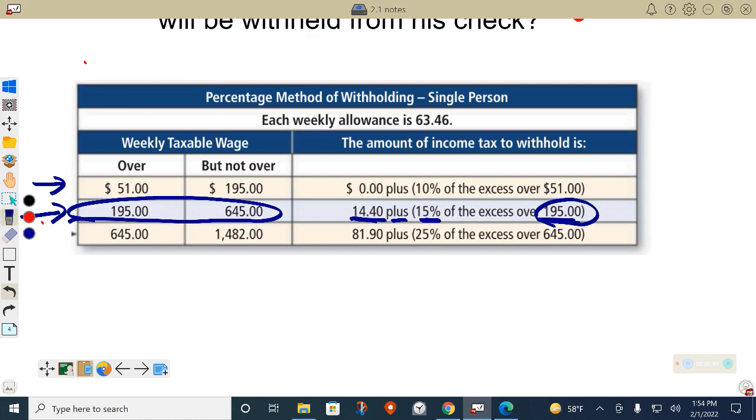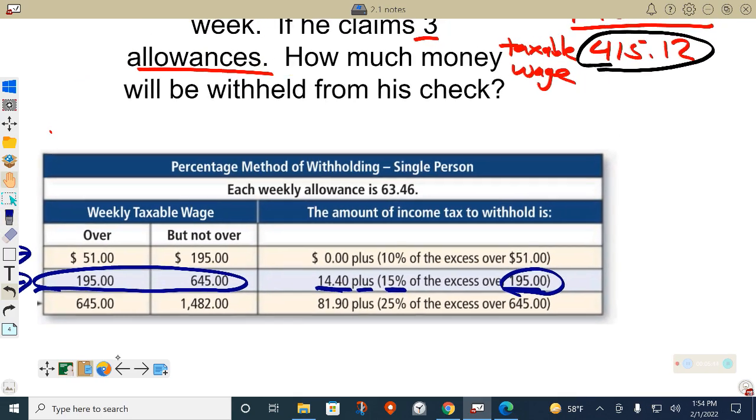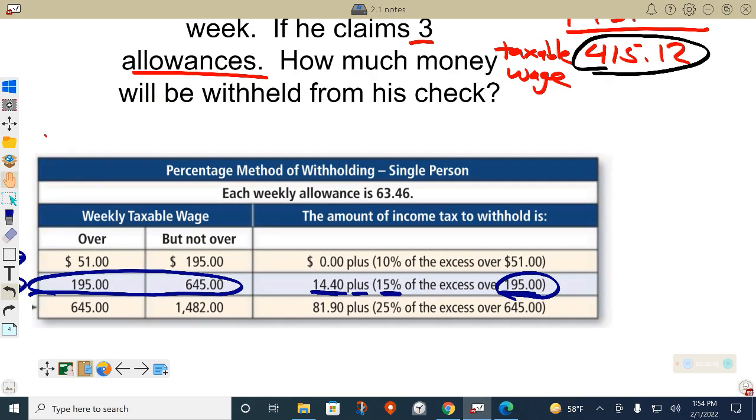So watch this. I've got to figure out how much Merbert is over 195. Well, the taxable wage was $415.12. How would I figure out how much this is over 195? His taxable wage is $415.12. How can I figure out how much he's over $195? What would I do?